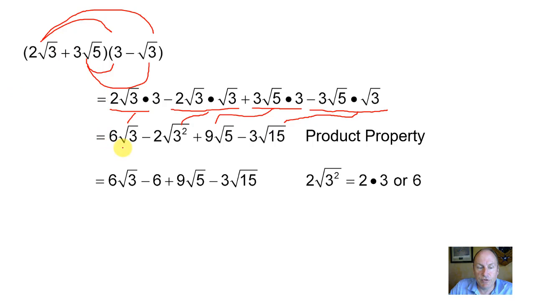Okay, so 6 square roots of 3, there's nothing more we can do with that. Negative 2 times the square root of 3 squared is negative 2 times 3, negative 6. 9 square roots of 5. When we have a prime number inside that radicand and we're just taking a square root, we can't do anything with it. And then we have minus 3 square roots of 15. This is now in simplest form.